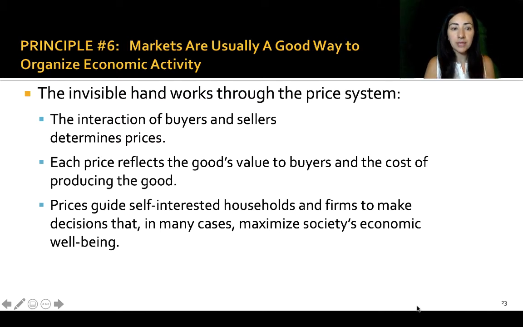The price system is impacted by the interaction of the buyers and sellers as they make decisions through the market system. Each price of each good reflects the good's value to the buyer and also the good's cost of production to the seller. Prices guide self-interested households and firms to make decisions that in many cases maximize society's well-being. That final statement, of how prices guide self-interested households, is the concept of the invisible hand.